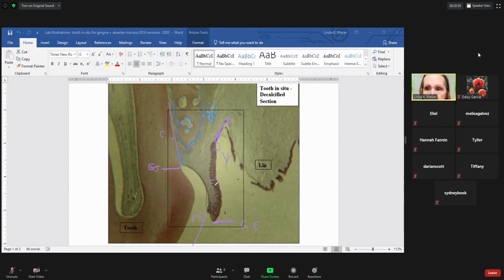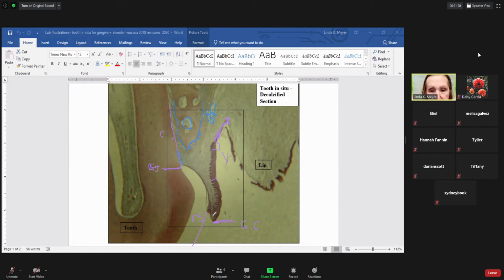Okay, so part of this is just a continuation of what we talked about last week when I went over the differences between the gingiva and the alveolar mucosa. We talked about differences in the surface epithelium, which you can see here, and then differences in the connective tissue. So this part is what you would have to recognize on a slide next week as part of the test.